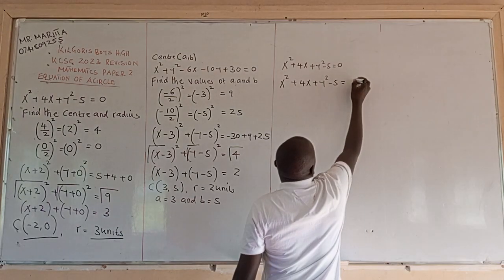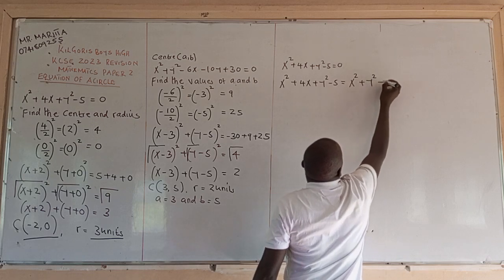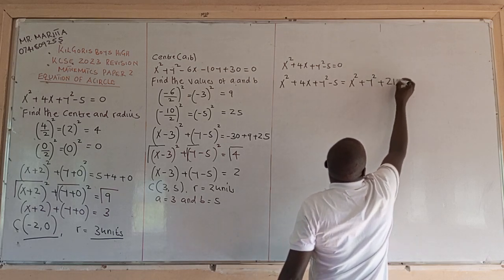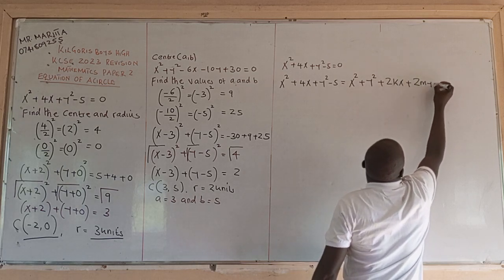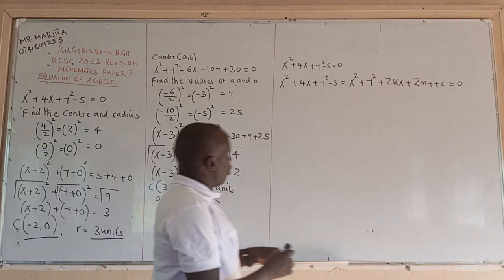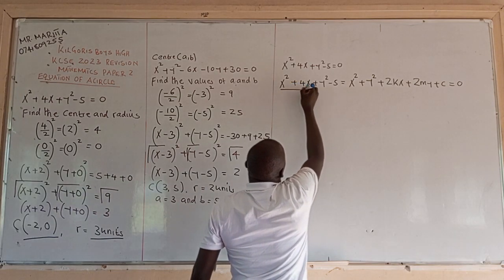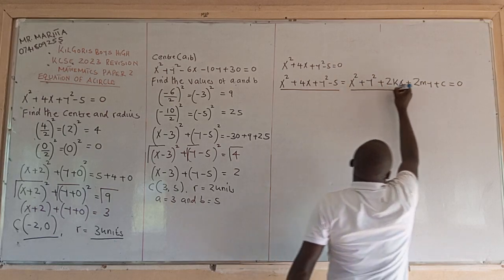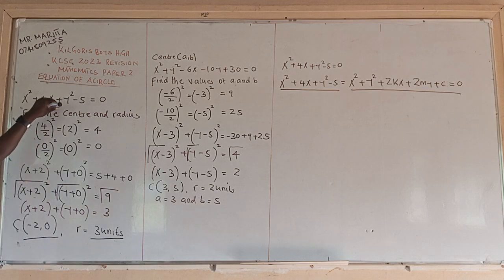Our general equation of a circle is x squared plus y squared plus 2kx plus 2my, then plus a constant c, and everything is equivalent to 0. So you can now make a comparison between the equation here and the general equation of a circle. Remember, I'm doing this question 1 using an alternative method to find this center and this radius.